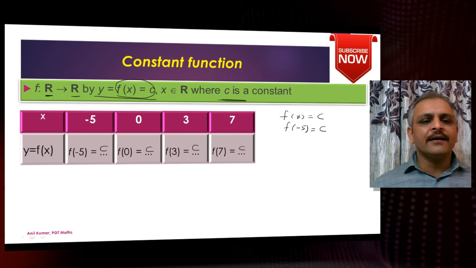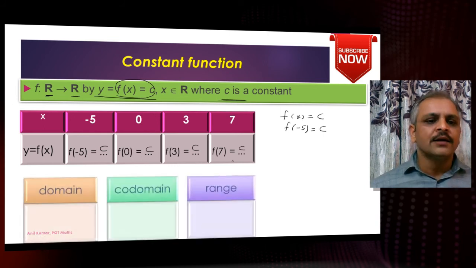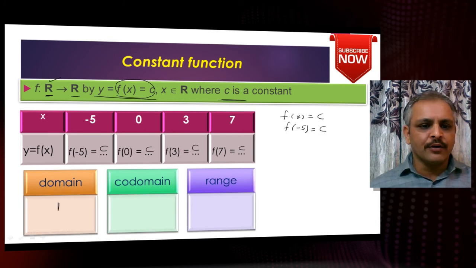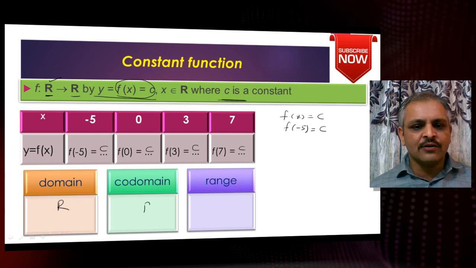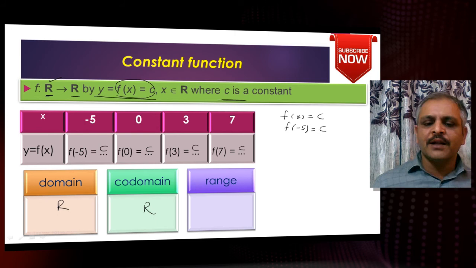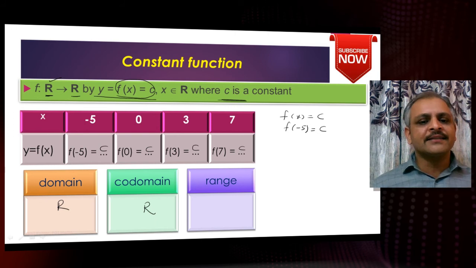And before finding its domain, codomain, and range: the domain, as you know, is the first set, that is all real numbers, and the codomain is also given, that is all real numbers. Now we have to find out the range of this function. What will be the range of this function? For that, let's sketch a curve.